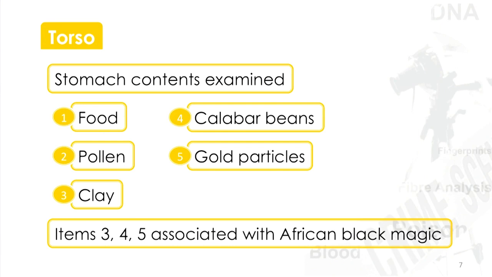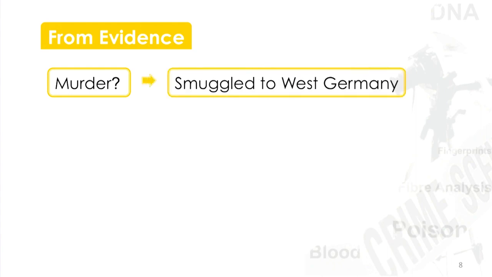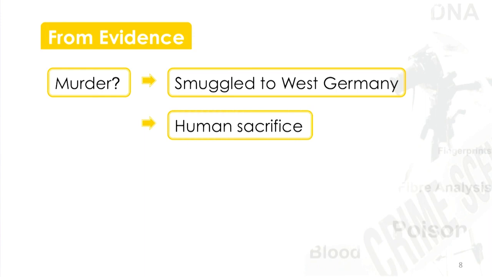So it was suspected that this was not an ordinary murder. It was believed that this boy had been smuggled to Europe, to West Germany specifically, and then shipped to London to be used in black magic, specifically human sacrifice.